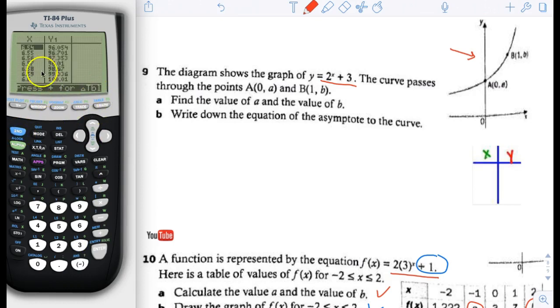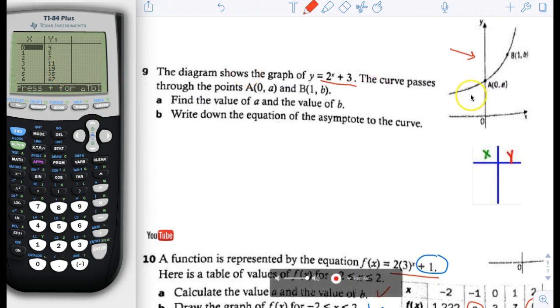and oh, remember how I changed the step size to 0.01? I don't want it to be 0.01 anymore. So I'm going to do second table set, and I'm going to change the start to 0, and change the step size to 1, like it is at the beginning, and then I'm going to quit. Okay. Then I'm going to go back to the table. Now it's back to normal, right?